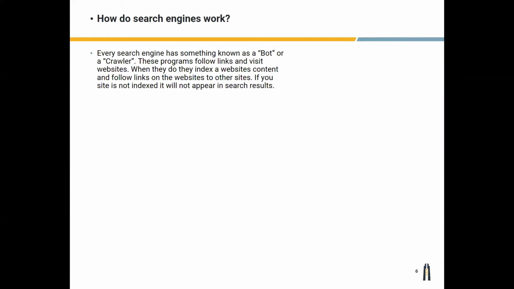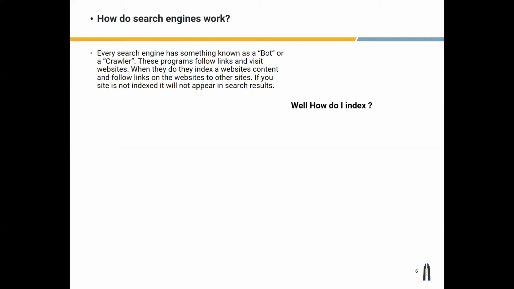So how does a search engine work? Search engines have something known as a bot or a crawler. These programs follow links and visit websites. When they do, they index the website's content and follow links on the websites to other websites. If your site is not indexed, it will not appear in search results.